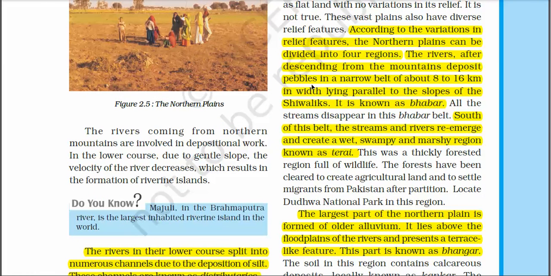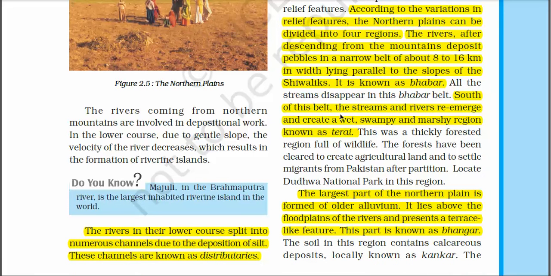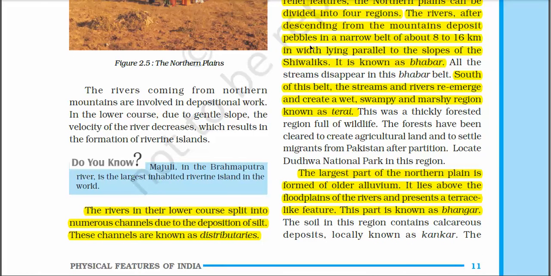According to the variations in relief features, the northern plains can be divided into four areas. The rivers, after descending from the mountains, deposit pebbles in a narrow belt of about 8 to 16 km in width, lying parallel to the slopes of the Shivaliks. It is known as Bhabar. All the streams disappear in this Bhabar belt. South of this belt, the streams and rivers re-emerge and create a wet, swampy and marshy region known as Terai.